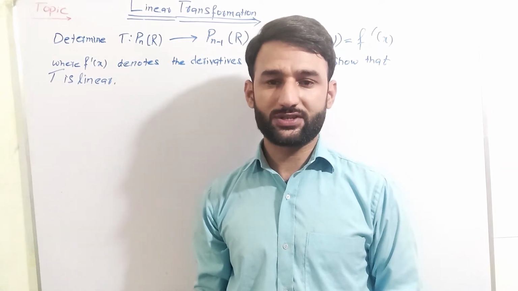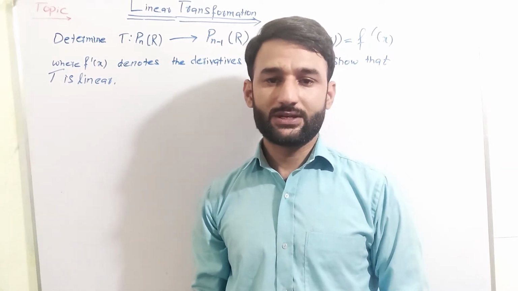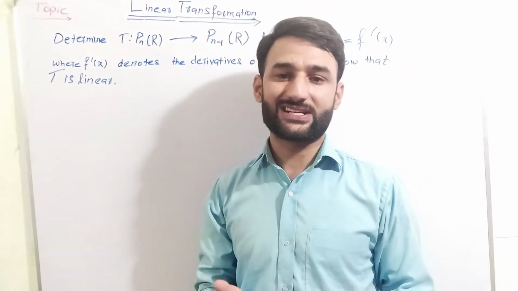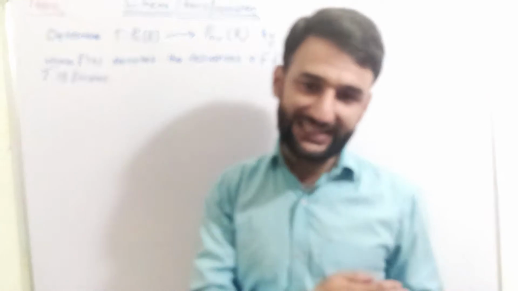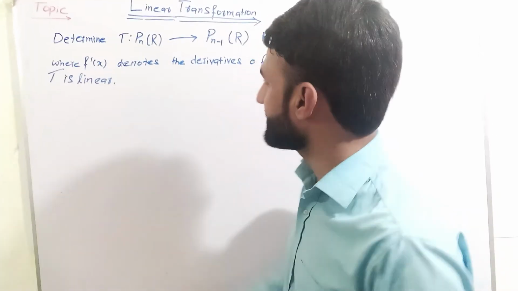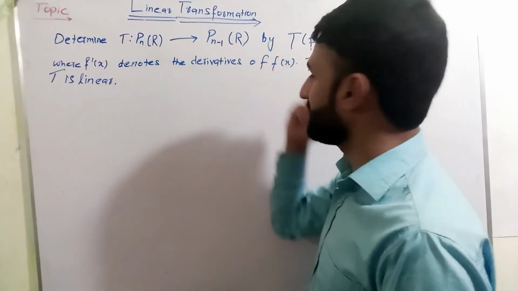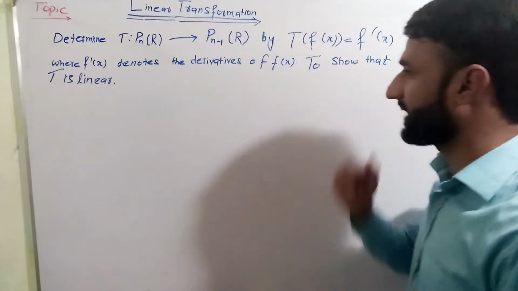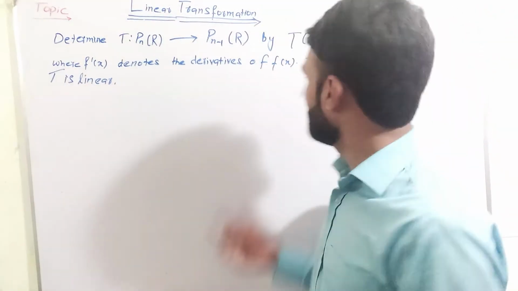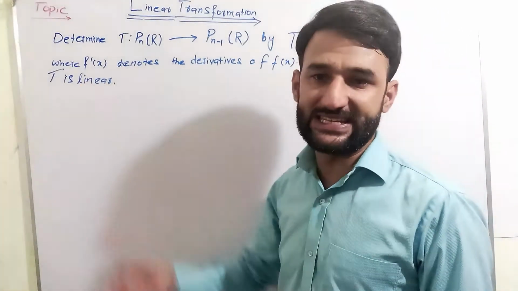Today I'm going to discuss a new topic, adding a new example of how you can prove whether a transformation is linear or not. Last time I chose the R2 to R2 space. Today the transformation is Pn to Pn minus 1, defined by T of f of x equal to f prime of x. Here f prime of x denotes the derivative, and we need to show that T is linear.